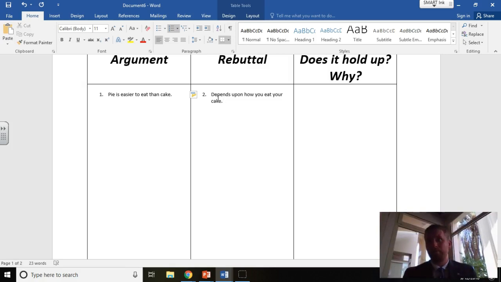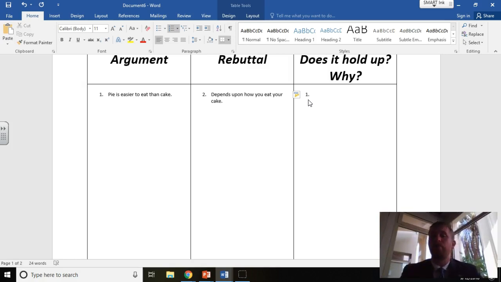Now, as I ask that person or ask that to the group of 4 during their mock congressional hearings, it's up to them to respond. So over here is: does it hold up, and why? We're going to go down to number 1 and I'm going to ask this question. So 4 people speaking make the argument that pie is easier to eat than cake. I make the rebuttal, me the teacher, that it depends upon how you eat your cake. Now they're going to respond to my question.